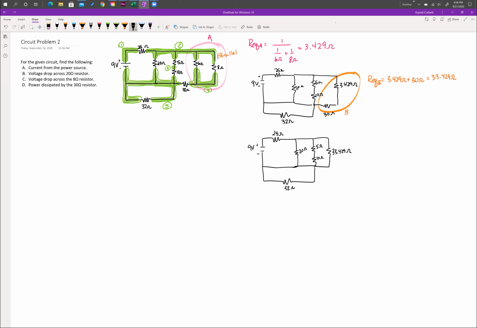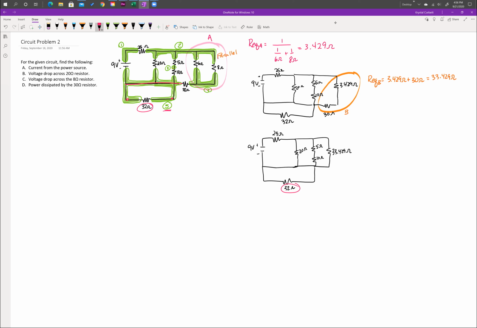Now, one of the things I have not addressed yet is this 32 ohm resistor. What do you notice about the 32 ohm resistor in our original circuit diagram? Both sides of that resistor are connected to node 5. When you have a resistor where both sides are connected to the same node, what do you know about current? Current is going to flow through the path of least resistance.